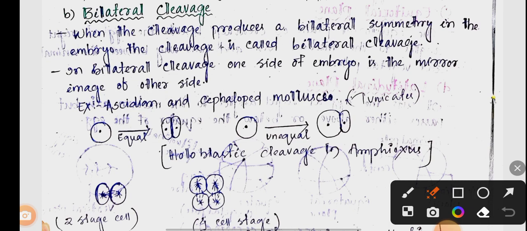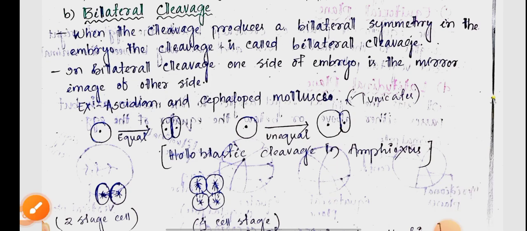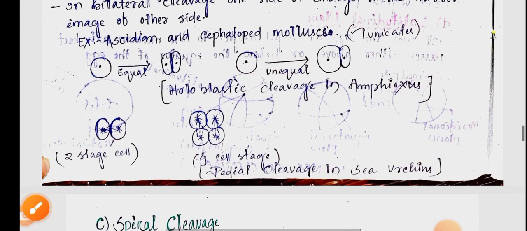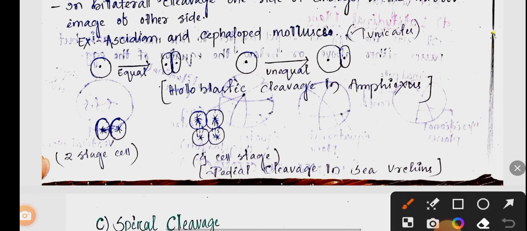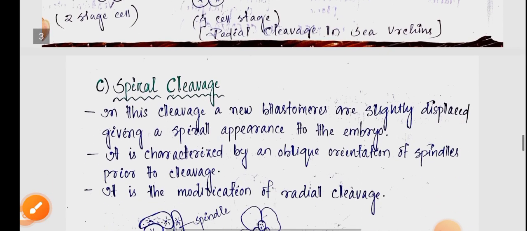Equal size of the two-cell stage, then unequal, smaller and bigger. Holoblastic cleavage in Amphioxus: there is a two-cell stage and a four-cell stage. Radial cleavage in sea urchins is seen in 4 stages.